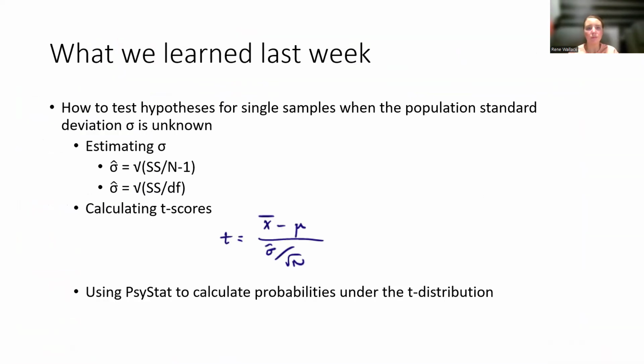Unit 7. So last week we talked about hypothesis testing for single samples when the population standard deviation is unknown, right? We learned how to estimate standard deviation. And then we learned how to calculate t-scores. And then we used our SciStat calculator to calculate probabilities under the t-distribution.